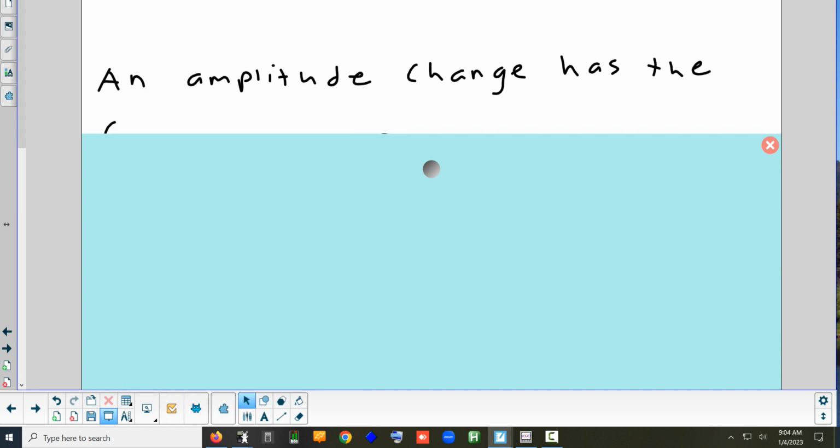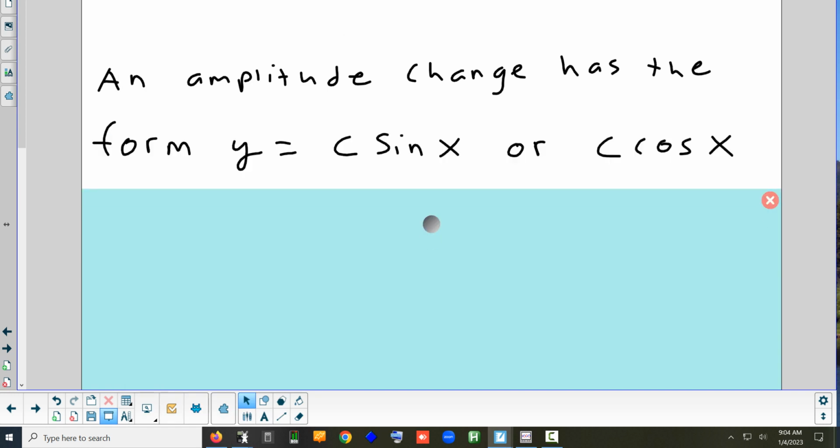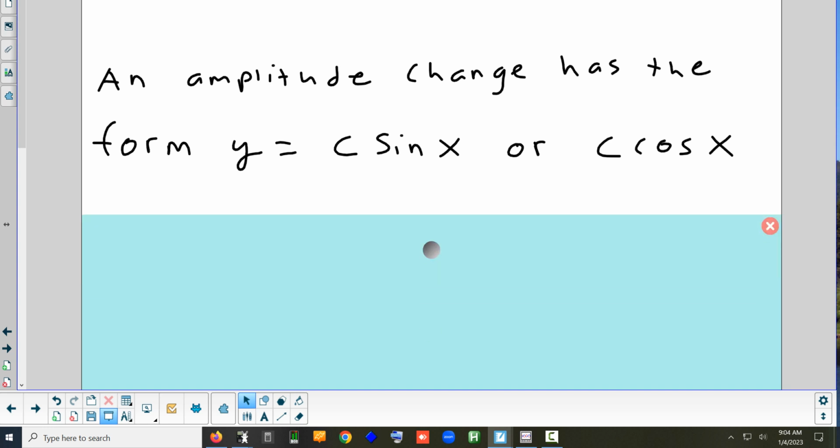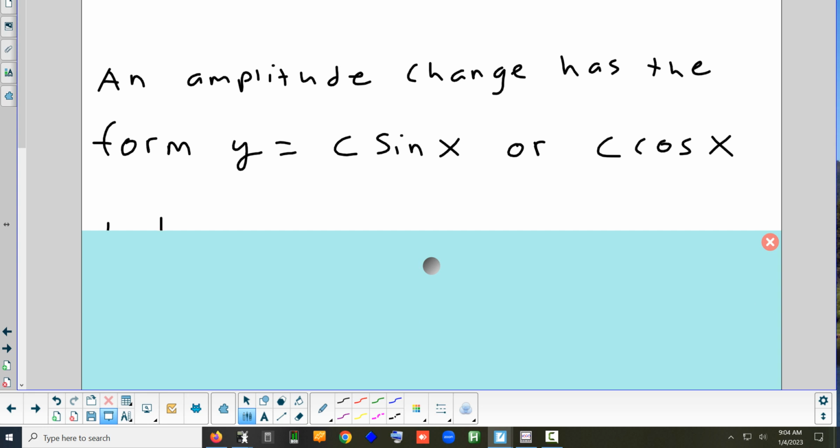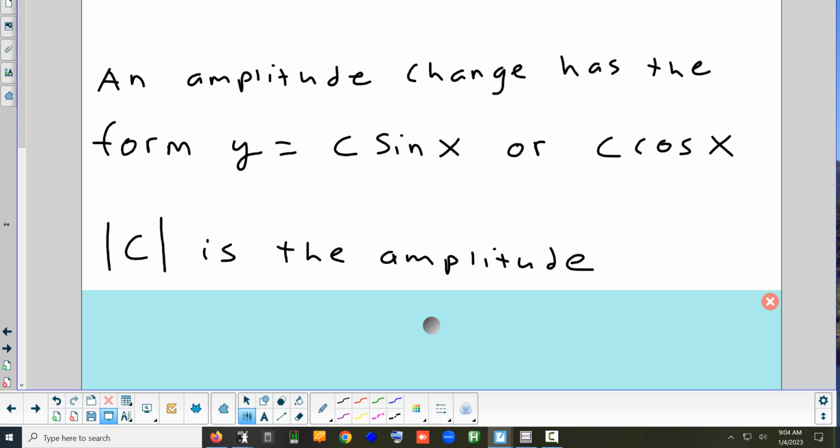And anytime that we multiply, that's stretching or compressing. Specifically, if you multiply by a number in front, that's what we call a vertical stretch. Just like every function we've studied all year, multiplying by a number in front is a vertical stretch. If you want to know how much of a vertical stretch you did, how much you changed the amplitude, what is the new amplitude? You take the absolute value of the number in front.